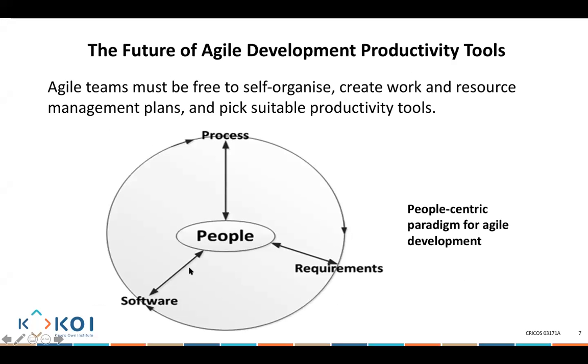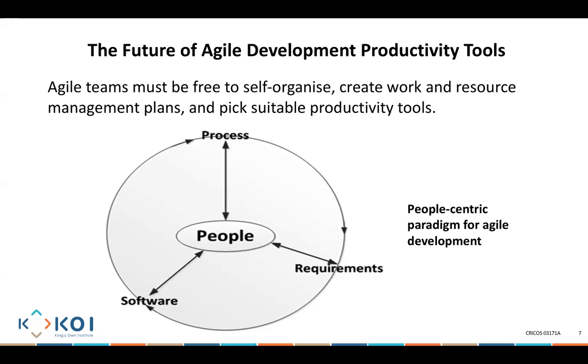Now, if I talk about the future of agile development productivity tools, well, agile teams must be free, okay? You can't just tell them what to do, okay? They must be ready to decide what is the best way to follow to get the right outcome. How could we create the work? How could we manage the resources? How could we create our plans? What tools should we use? You shouldn't be very prescriptive in telling an agile manager how they need to do things to get the outcome.